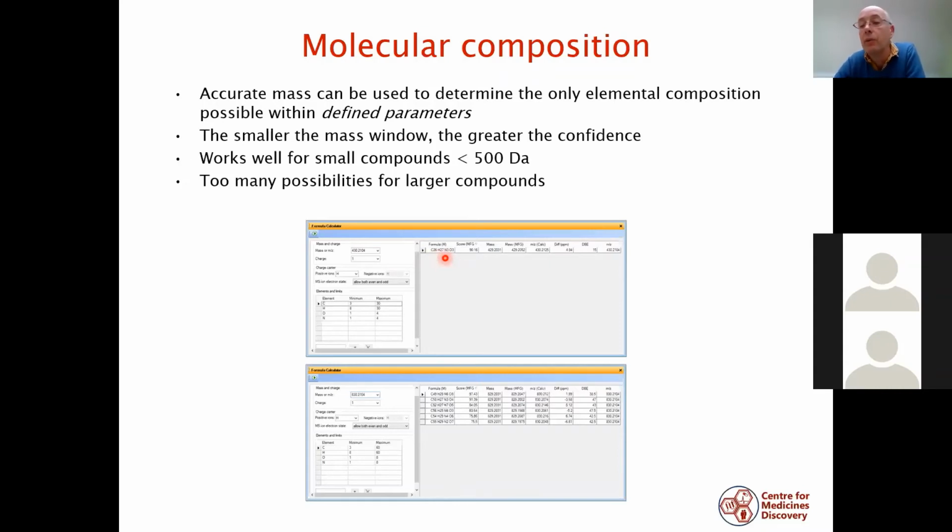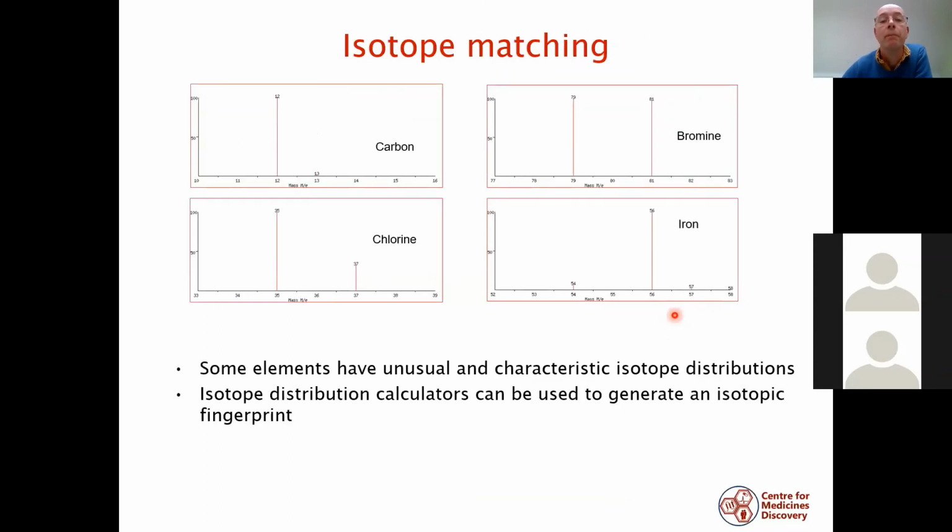And that works for small molecules. But obviously, the more constituent elements you have in your compound, the more possibilities there will be. So when you try this with a larger mass, you'll see that actually there are quite a few molecular formulas that fit that mass within the tolerance that you've chosen. So it's less useful for large compounds, but for small molecules, it can work quite well.